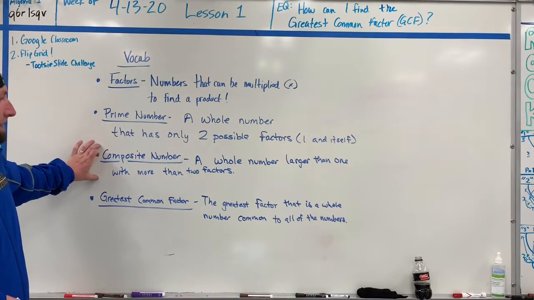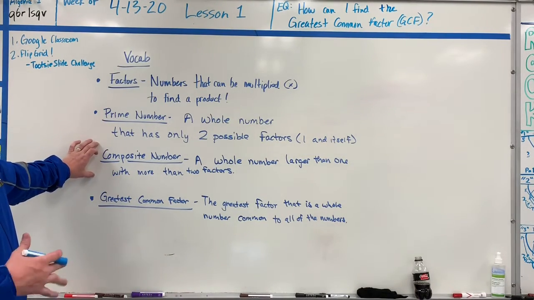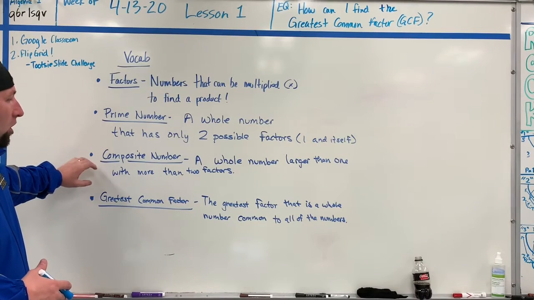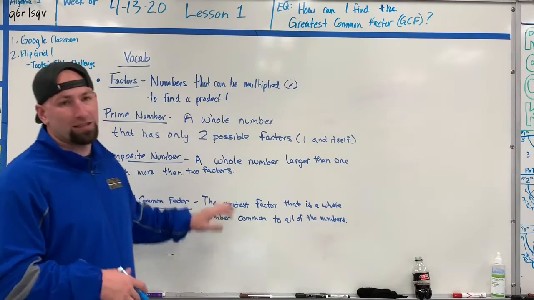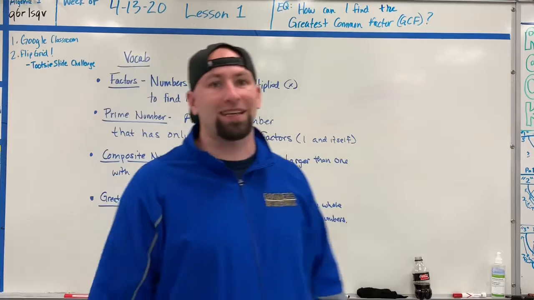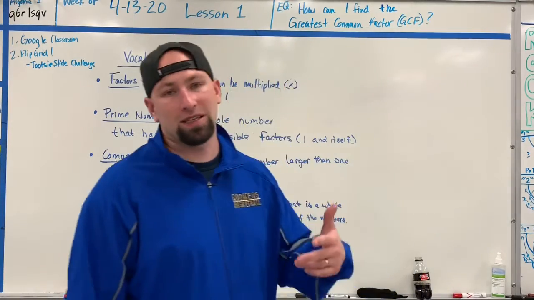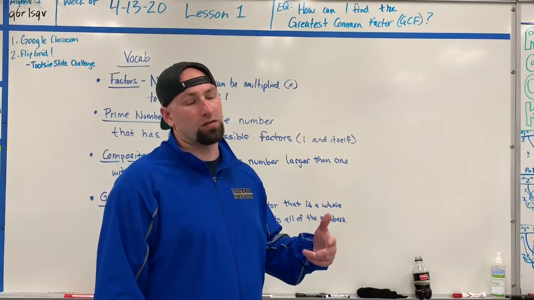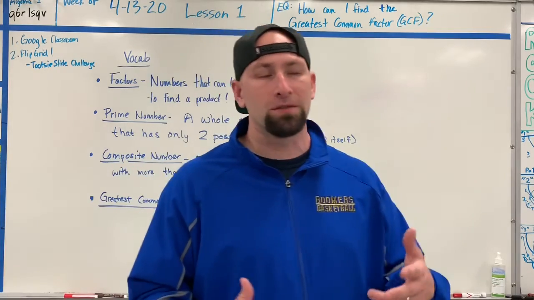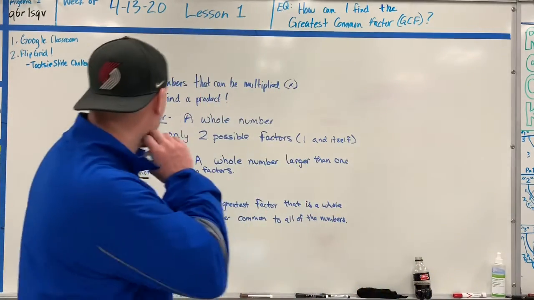Composite number, that's a whole number larger than 1 with more than 2 factors. So an example is 6. 6 has 1 and 6, 2 and 3. Okay, so there's more than 2 factors. So that's a composite number.